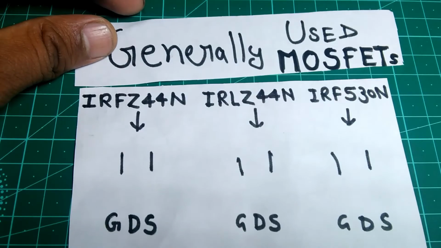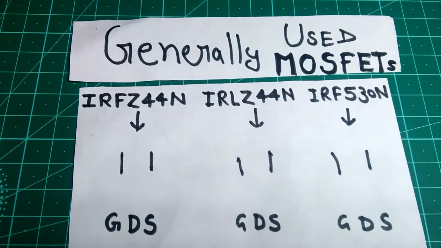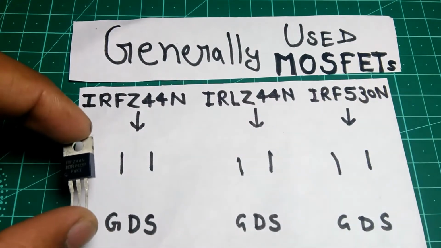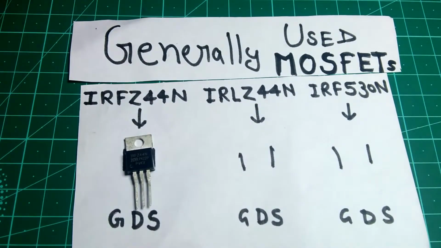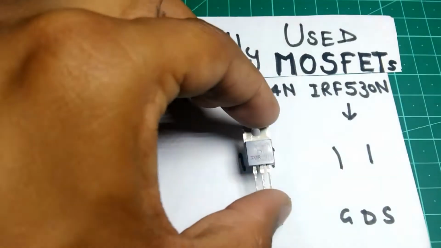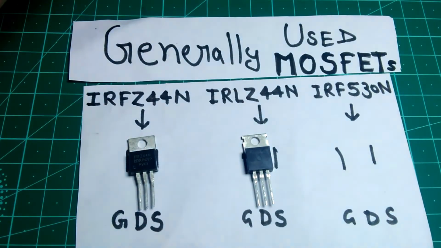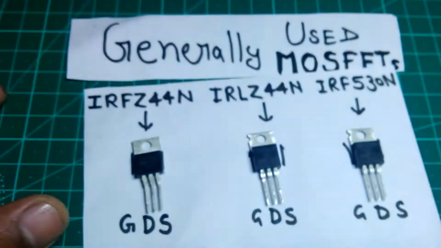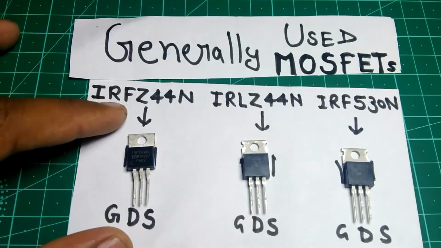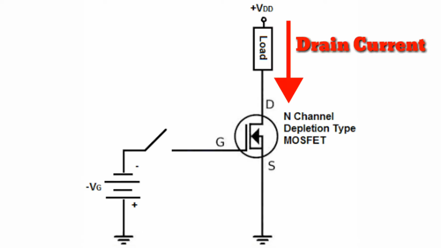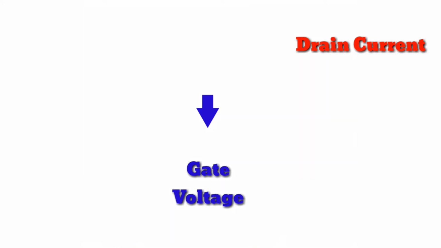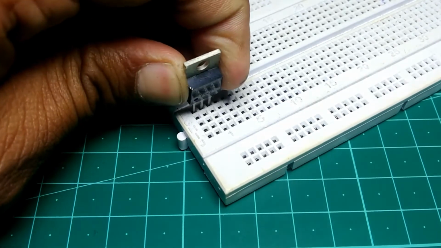IRFZ44N, IRLZ44N, and IRF530N. The only difference between them is the output current provided by the transistor according to the gate voltage applied to it. So before going to that, let's see how a MOSFET works. So basically output current drain ID depends on the gate voltage, and that's why the MOSFET is called a voltage control device. Let's place a MOSFET on the breadboard.